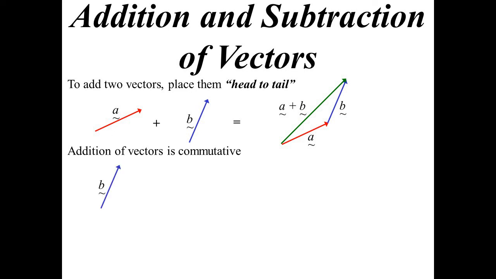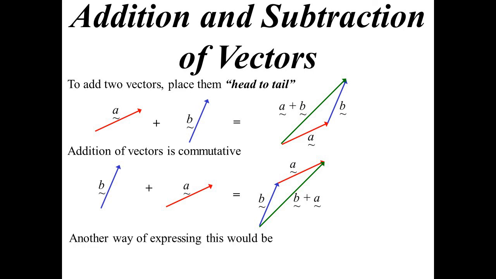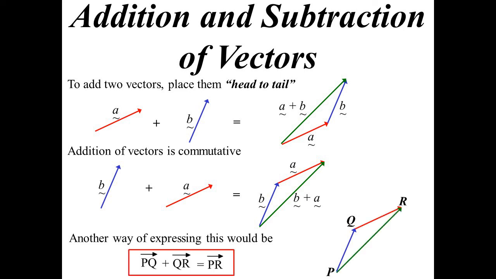But it is commutative because addition is something we can do in either direction. So B, I could have done that one first and then added A. So B, A, but you'll see we get exactly the same vector. Doesn't matter which way you do it. Another way of expressing that: the vector PQ, there it is, plus the vector QR would end up being the vector PR. The way you can think about it is if you're adding two vectors, it's like you're smashing them together and the Q disappears. So you've got PQ plus QR, smash them together, I've got PR.